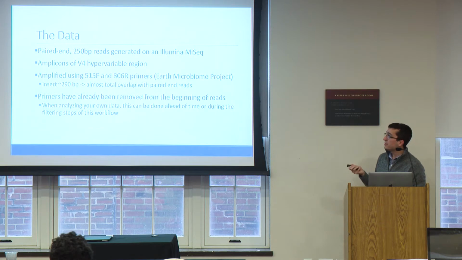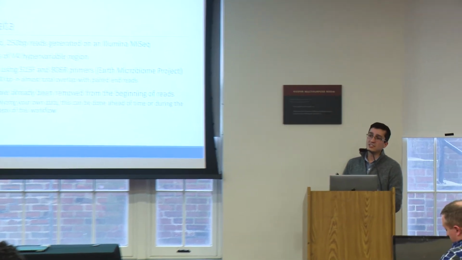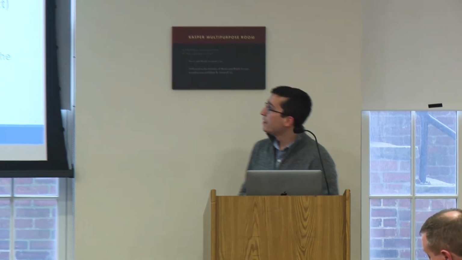One thing to note about this, the insert that we're getting from this amplification is about 290 base pairs. So this is a really important thing to note before you start data analysis, because since we have these paired end 250 base pair reads, you're going to get almost complete overlap, which is nice because you can aggressively trim your reads to make sure you don't have any bad quality sequences, but you'll still have enough to successfully merge the reads at the end of the pipeline. Additionally, primers have already been removed from the beginning of reads, so you can do that, as Kellyanne mentioned, in Trimmomatic by cutting off the first 18 to 20 base pairs of your reads.